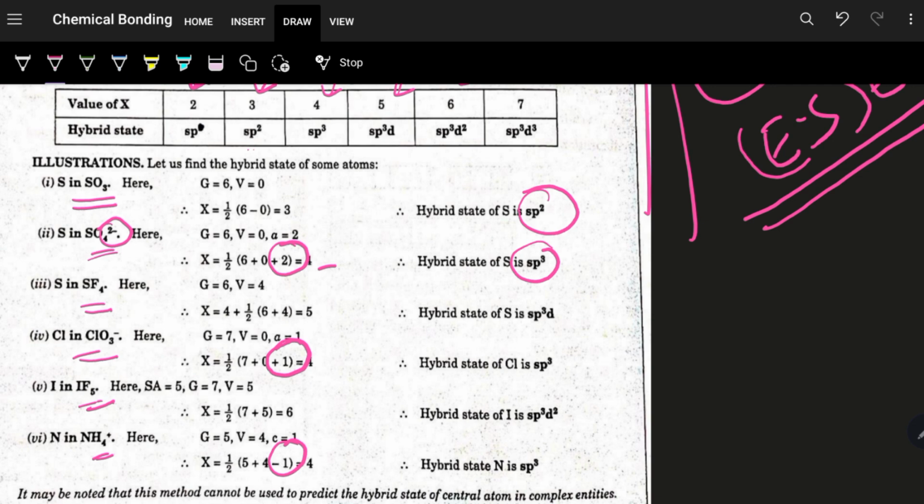I hope the concept of hybridization from all possible angles, from all possible resources that we have discussed, will help you to groom your concept accordingly. Thank you all from my end.